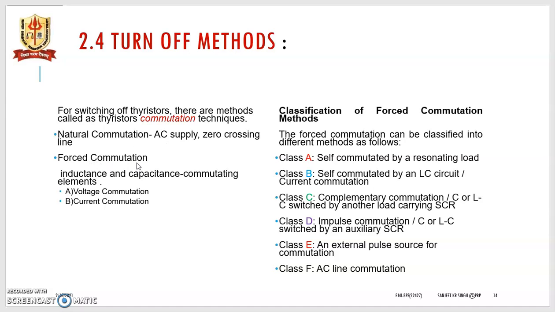Whereas in force commutation, the commutating components like inductors and capacitors are used. The force commutation can be subclassified into voltage commutation and current commutation. In voltage commutation, a high reverse voltage gets applied across the conducting SCR, whereas in current commutation, the anode current is made to go below the holding current in order to turn off the conducting thyristor. So here we have the classification of forced commutation as class A, class B, class C, class D, class E and F.